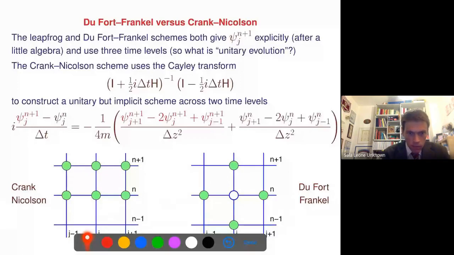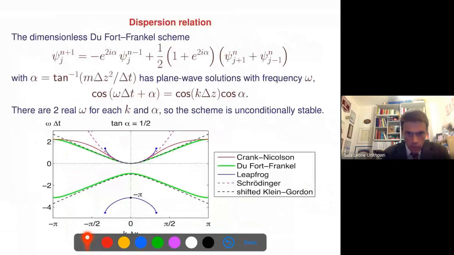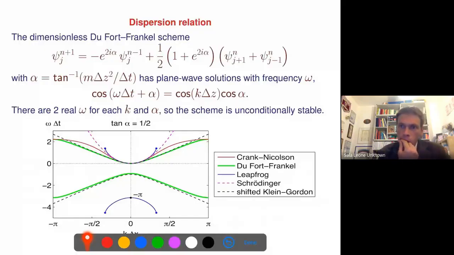So the first thing to do with a new unfamiliar numerical scheme is let's look at its dispersion relation. I've tidied it up a bit, made it dimensionless, but it's the same scheme, and I've solved for that psi at the new time step. And then there are plane wave solutions given by this dispersion relation. And for each k wave number you choose, for each alpha, which is the dimensionless scaled mass, there are 2 real roots, so it's unconditionally stable.